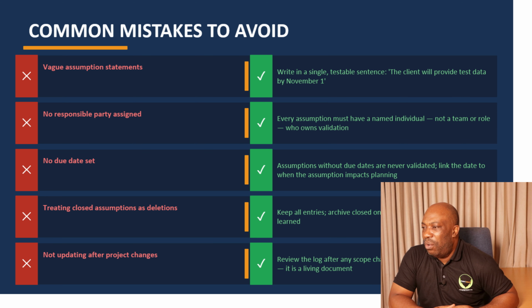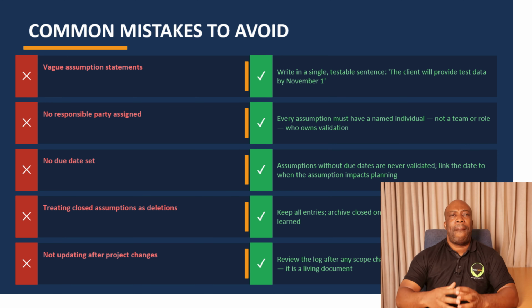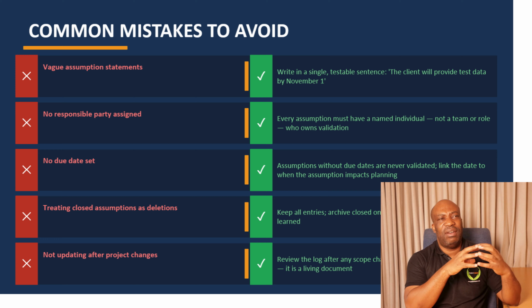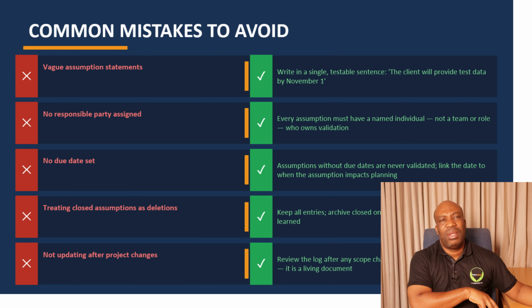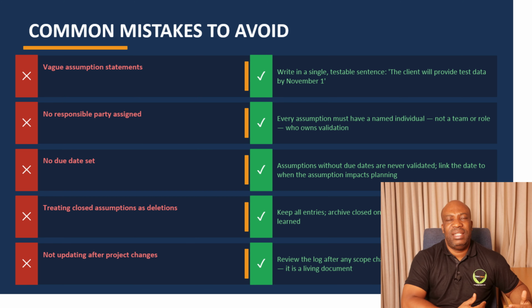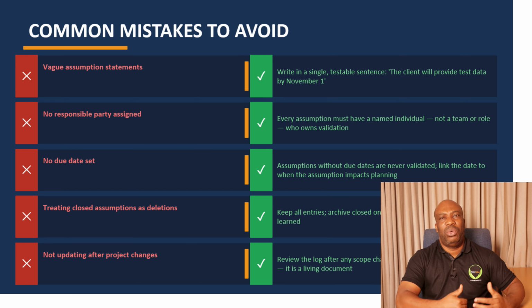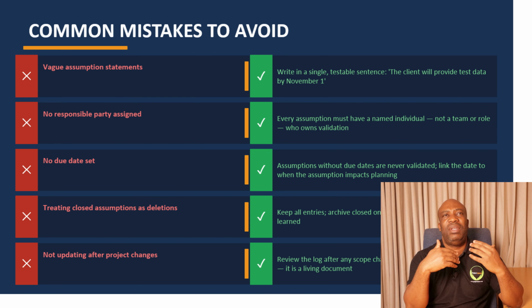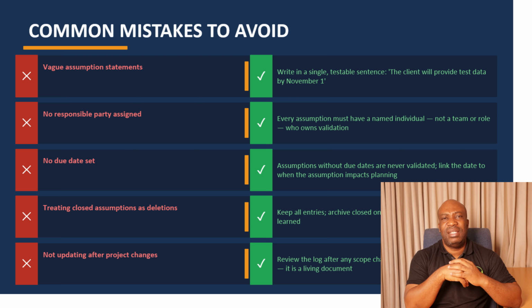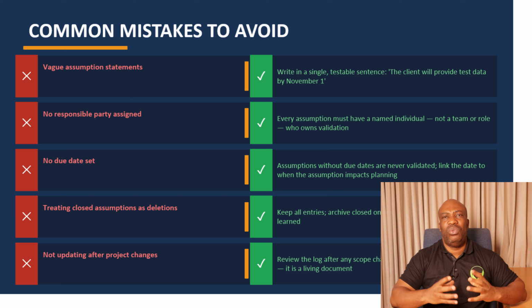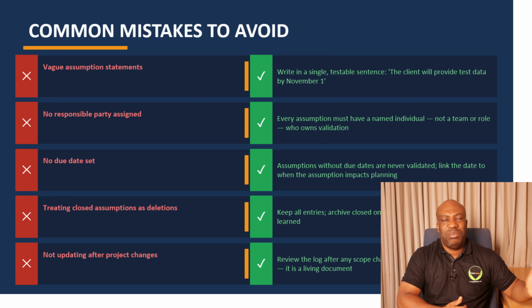Then common mistake number 4 is treating closed assumptions as deletions. You should keep all entries and archive closed ones for the project audit trail and lessons learned. So initially, you assumed a specific item. Now you have validated that it has been proven to be true. Then you close it. It will also be helpful when it comes to capturing lessons learned. In the lessons learned, you want to have the dos and don'ts, and the assumption that we had closed, you can put in as a lesson learned.